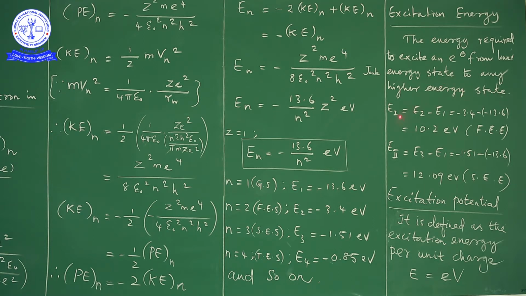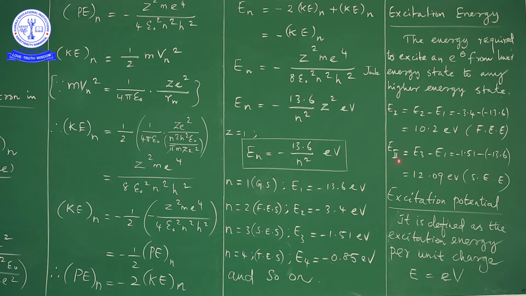Yes, we have to calculate the first excitation energy first. How is it calculated? We have to consider the ground state and the first excited state. The value of the ground state is E1, the value of the excited state is E2. E2 is replaced by minus 3.4, and E1 is replaced by minus 13.6. So, while simplifying, it becomes 10.2 electron volt. This energy is the first excitation energy.